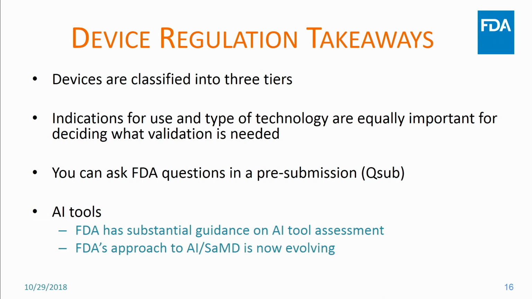There are 3 tiers of devices that we evaluate. The indications for use and the type of technology are equally important for deciding what validation data is needed. So it's not just that here's my device and this is what it does, but what are the actual intended uses? What is the population it's going to be applied to? Those are really important questions and obviously have a large impact on the type of data we might see. And then there's this process of Q-subs or pre-submissions, where companies have the opportunity to ask questions and get feedback before they delve into a large clinical study and potentially get on the wrong pathway.